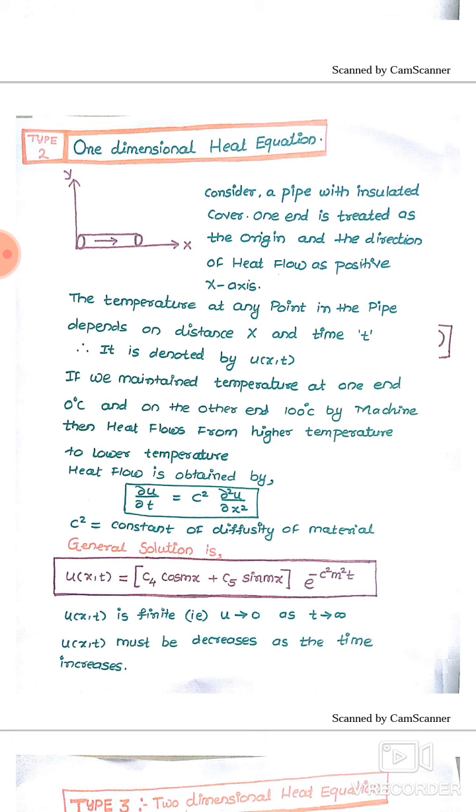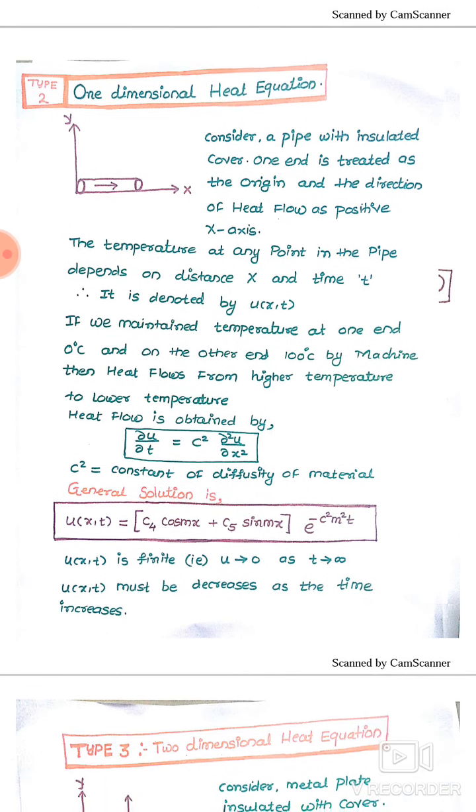That means u(x,t) is finite, and u tends to 0 as t tends to infinity. It means that as time increases, the temperature automatically decreases. So u(x,t) is finite, u tends to 0 as t tends to infinity, and u(x,t) must decrease as time increases. So this is all about the one-dimensional heat equation. Students, try to remember the general solution of the heat equation.